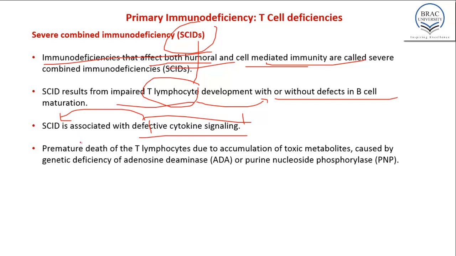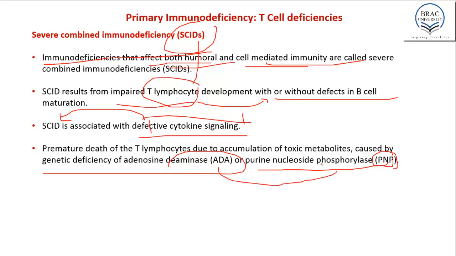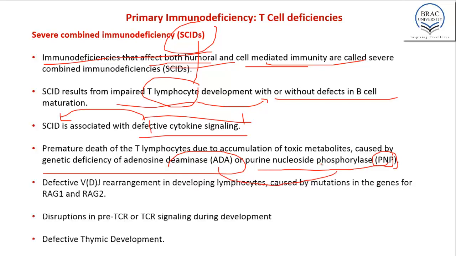Premature death of the T lymphocytes can occur due to accumulation of toxic metabolites caused by deficiency of adenosine deaminase, ADA, or purine nucleoside phosphorylase. We will see the detailed mechanisms of these two enzymes in the next slide. Defective VDJ rearrangement in developing lymphocytes can be caused by mutations in the genes for RAG1 and RAG2. At this point, we are well aware of the function of RAG1 and RAG2 genes, and VDJ rearrangement of the antigen receptor.